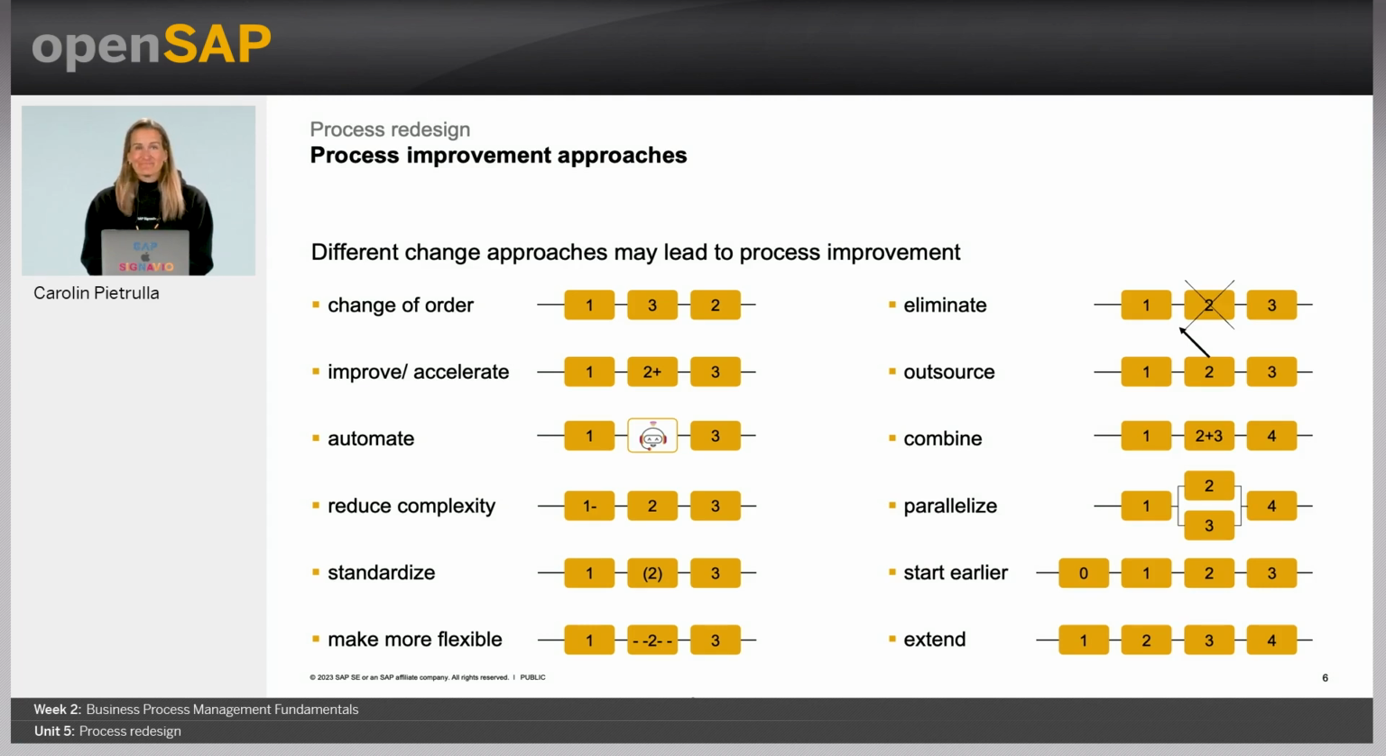I told you there are many. We can also eliminate process steps or outsource them. We can combine process steps or run them in parallel. And finally, and this is the last one, we can start a process earlier or simply extend it. All these changes in process flow may lead to an improvement of process performance, which means we were either able to reduce costs or time, or we were able to increase quality or flexibility.